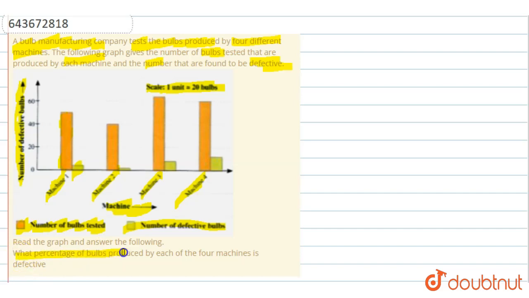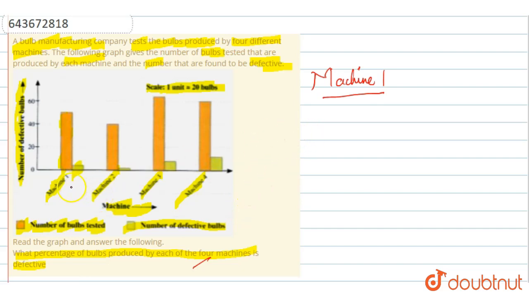What percentage of the bulbs produced by each of the 4 machines is defective? So basically for each machine we need to find the percentage. For machine 1, we have to find the percentage of defective bulbs produced.